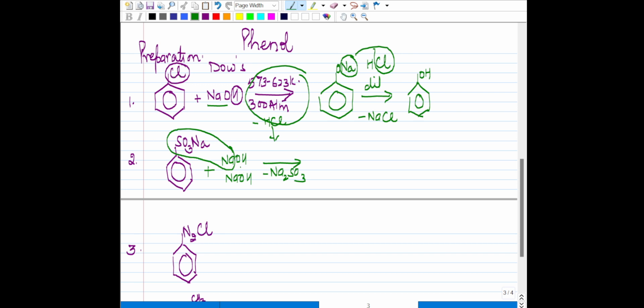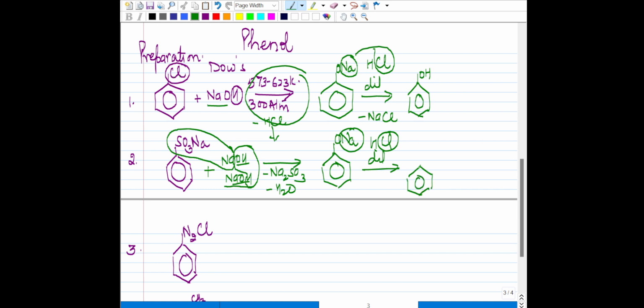Now what is left? OH from here, right? And the second molecule of NaOH is there, so OH and H form water. Now you are left with again ONa. So in place of SO3Na, you get ONa, a substitution reaction, and you get sodium phenoxide, right? Again it is treated with dilute HCl, so sodium combines with chlorine and you get NaCl along with phenol, right? So the reaction is very interesting.